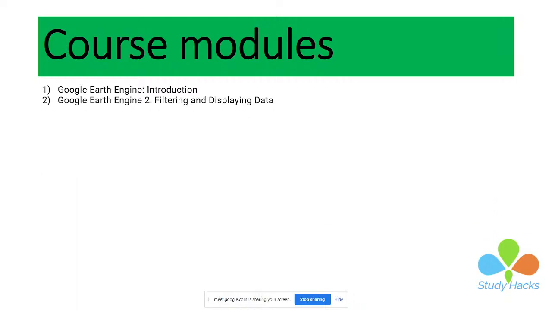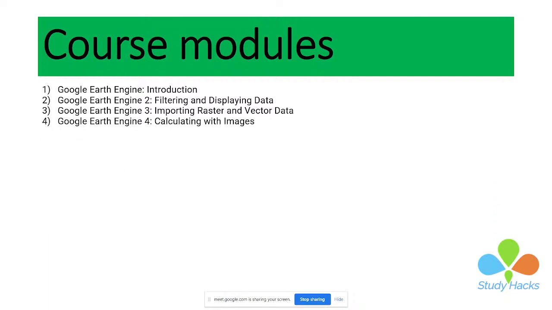Then I move to filtering and displaying the data. In this part I will discuss how you can easily filter different types of satellite imagery such as Landsat, Sentinel, MODIS or other satellite imagery, and display the data on your own region. Then I will also discuss how you can easily import your own raster and vector data.